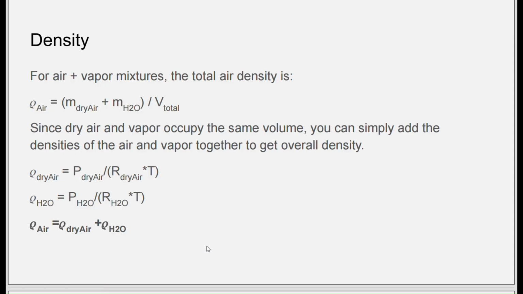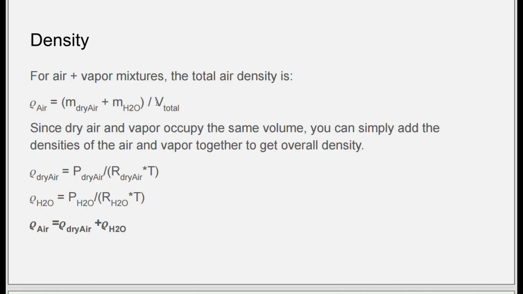If we're doing density for an air and vapor mixture, you would calculate it just like I said, do P over RT for each component. Let me back up a step. Your total air density is going to be your total mass, so the mass of dry air plus the mass of water vapor, divided by your total volume.